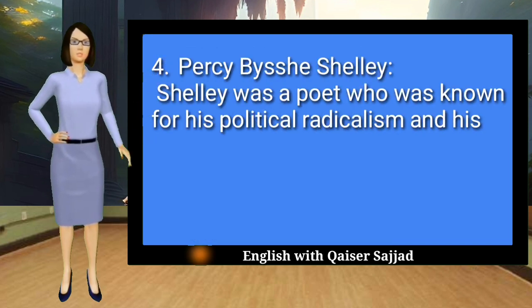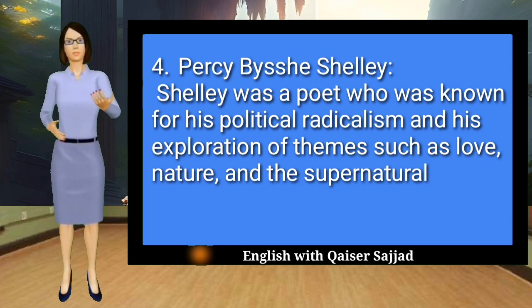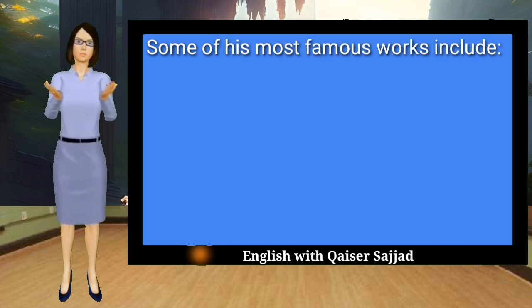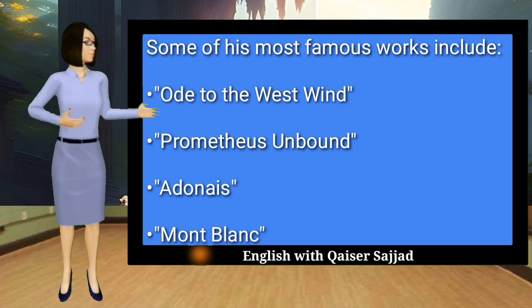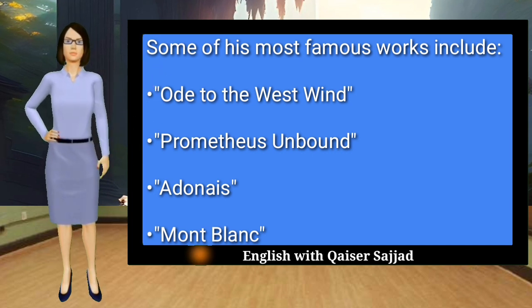Percy Bysshe Shelley. Shelley was a poet who was known for his political radicalism and his exploration of themes such as love, nature, and the supernatural. Some of his most famous works include Ode to the West Wind, Prometheus Unbound, Adonais, and Mont Blanc.